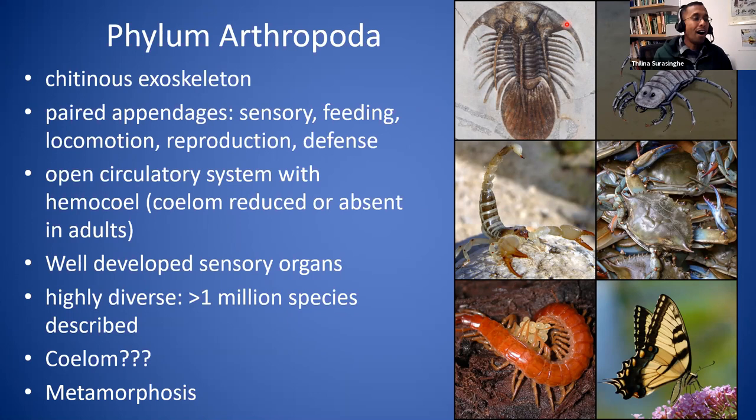So I did mention the fate of the coelom. Coelom is present, but it is reduced or absent in adults. Many arthropods undergo metamorphosis, meaning there is a shift between their juvenile and adult forms. When they sexually mature, they develop a completely different morphology and could even inhabit a completely different habitat. Another really interesting feature observed in arthropods.